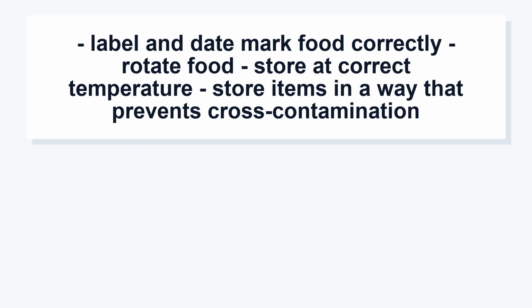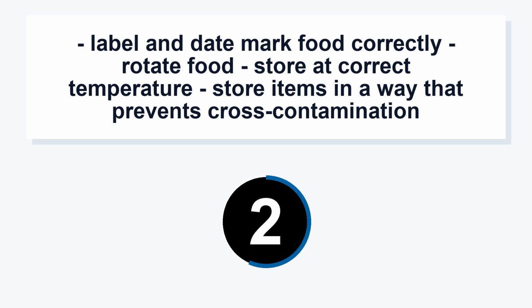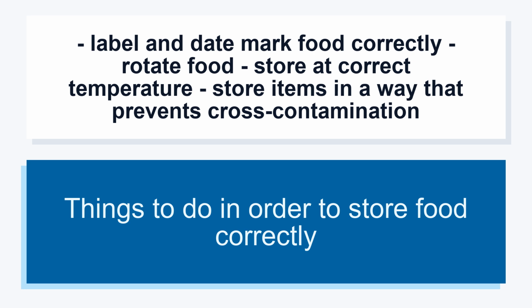Label and date. Mark food correctly. Rotate food. Store at correct temperature. Store items in a way that prevents cross-contamination. Things to do in order to store food correctly.